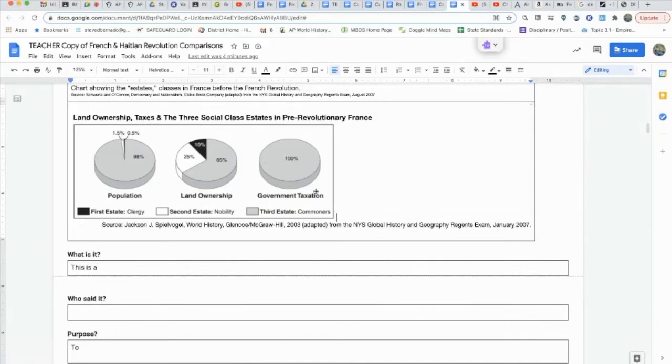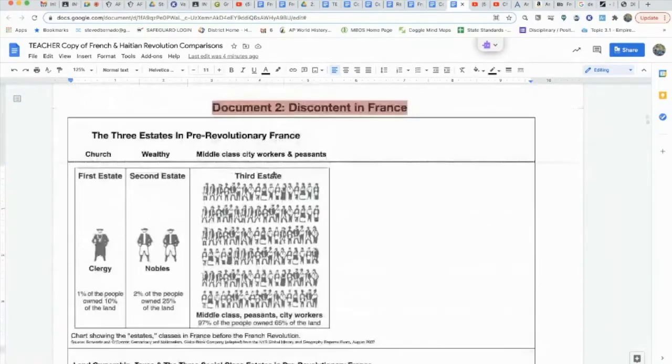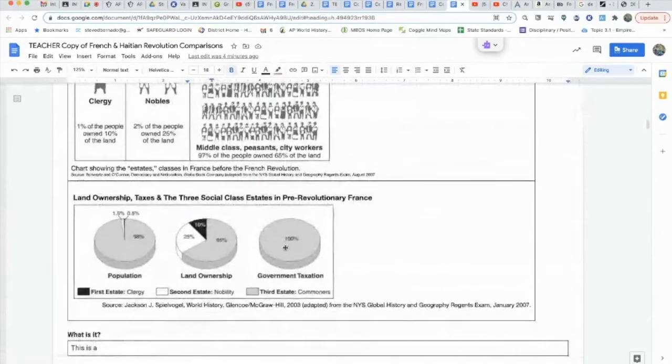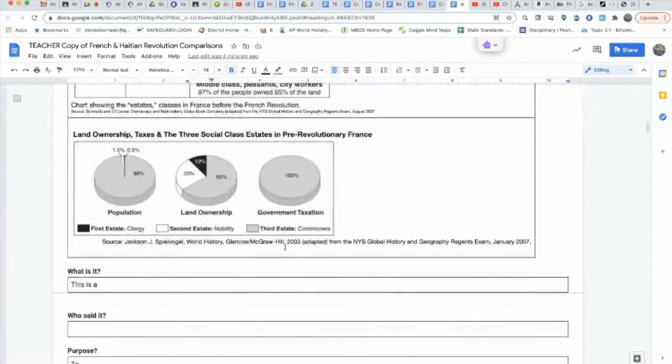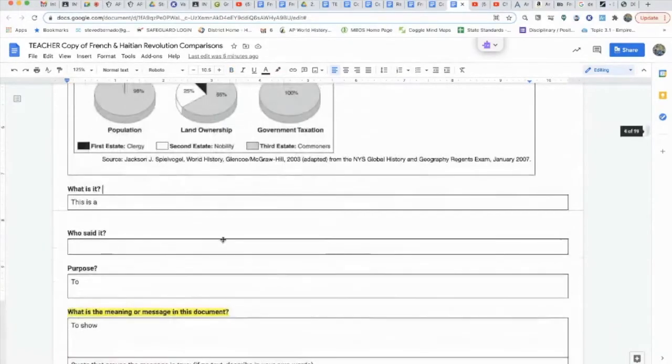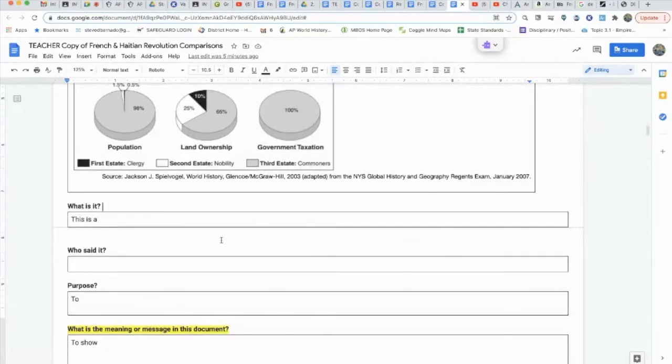Look on the right, government taxation. Who pays taxes? Every poor person. Wait, where's the black for the church? Where's the white for the rich? They don't pay taxes. Only the poor pay taxes. Now you see the discontent in France. The poor only owned a small part of the land, but they paid all of the taxes, and the rich paid nothing, and the church paid nothing.